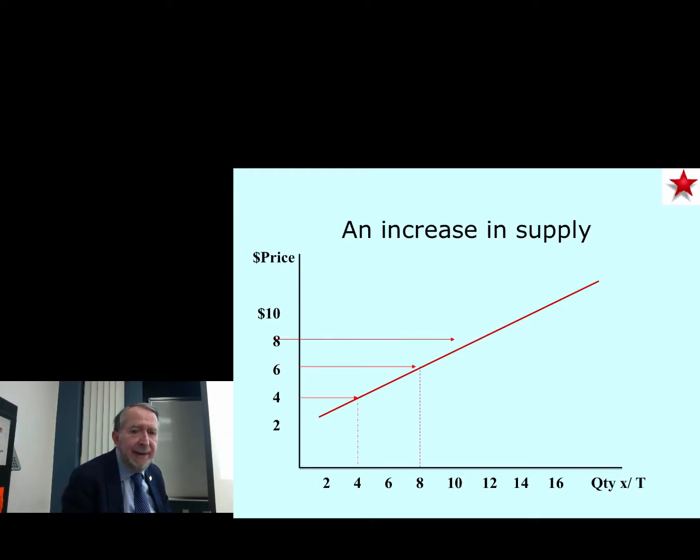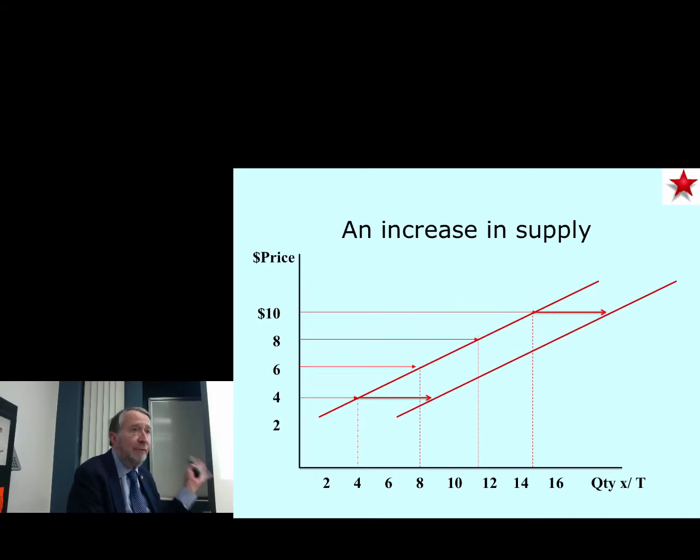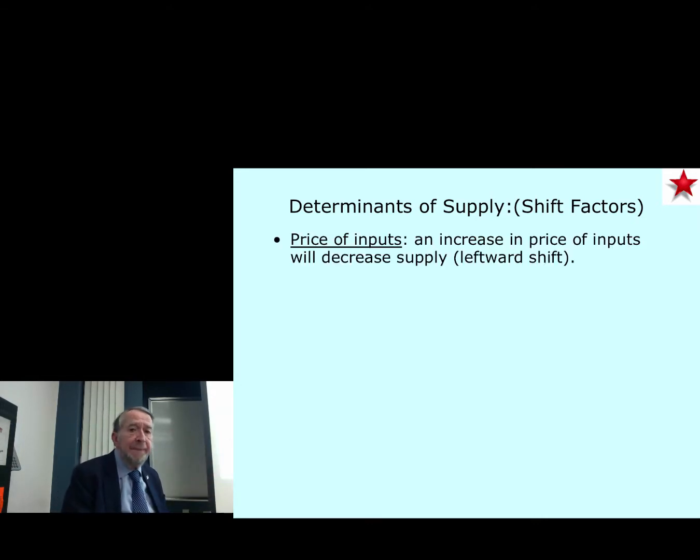Increased supply, like demand, would be a rightward shift of the function. Decrease would be a leftward shift of the function. And as we did with demand, we could itemize what things could change that would cause suppliers to be willing to produce more or willing to produce less. And those would be called the determinants of supply, or the shift factors, meaning changes in these factors would cause supply to increase or to decrease. The most obvious one is the price of inputs.